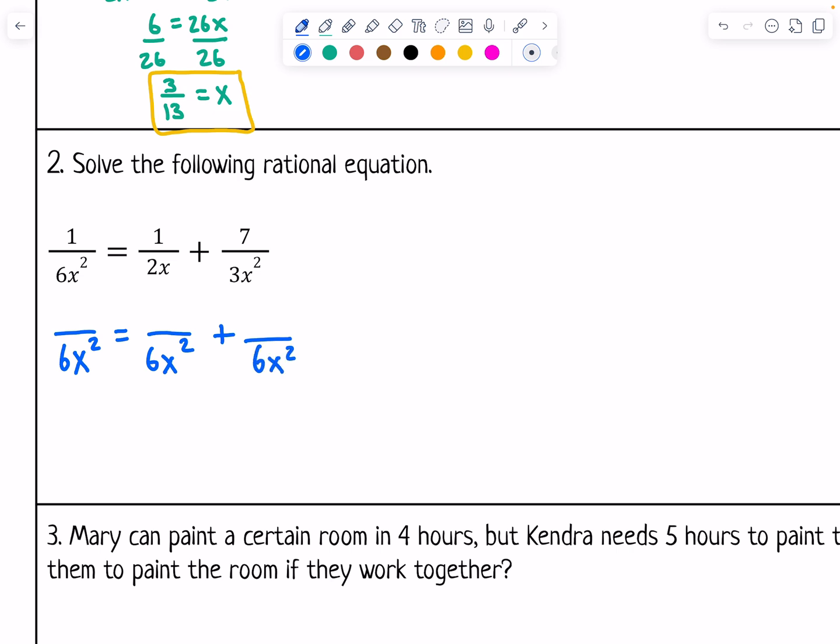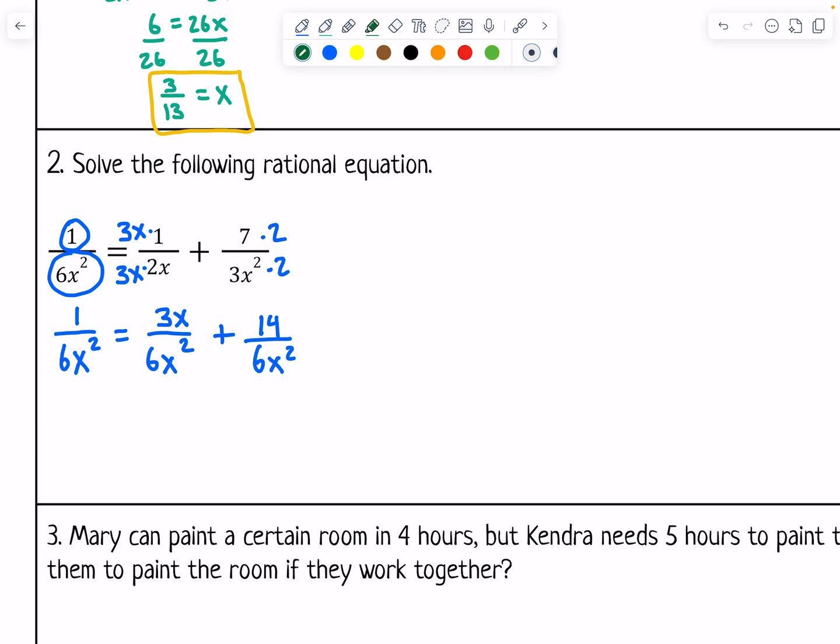So in the first fraction, I already had 6x squared for the denominator, so I just need to bring down the 1 that was already the numerator. For the second fraction, I have 2x, so I need to multiply it by 3x, because that's what will help me get my new denominator of 6x squared. So whatever I do to the denominator, I have to also do to the numerator. So 3x times 1 is 3x. And for the last one, I just have to multiply that one by 2 to help me get my new denominator of 6x squared. So then 7 times 2 in the numerator would be 14.